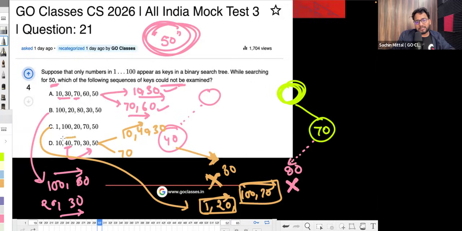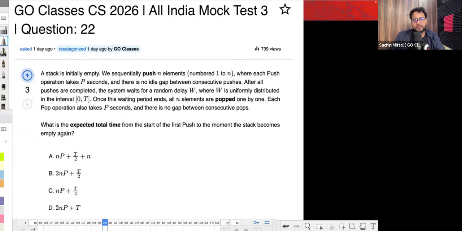But after 40, since you are going to the right, is there any chance you can see 30? No, right? So that's why D is basically not possible and D is false, right? So that's why D is the correct answer because they are asking could not be examined. Okay, so that's why D is the correct answer.